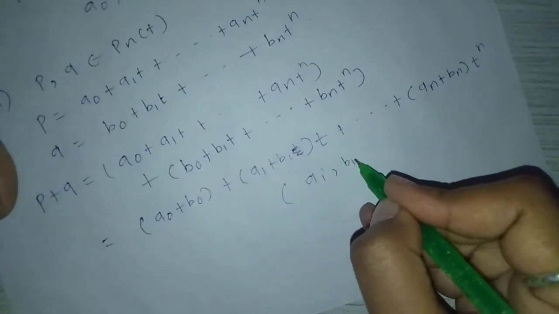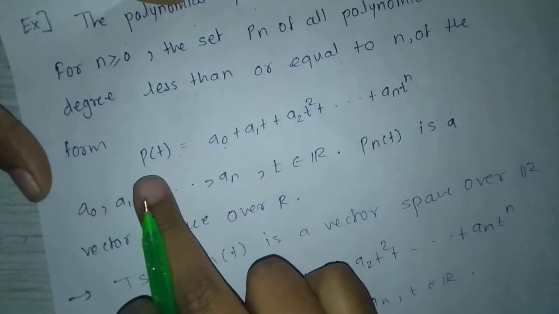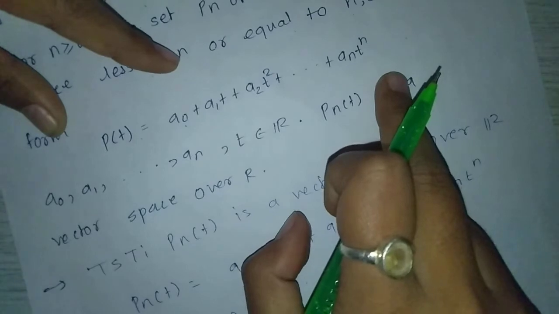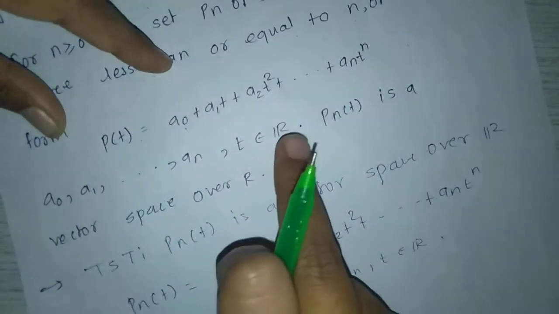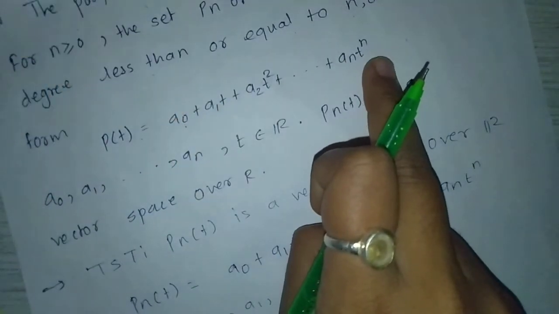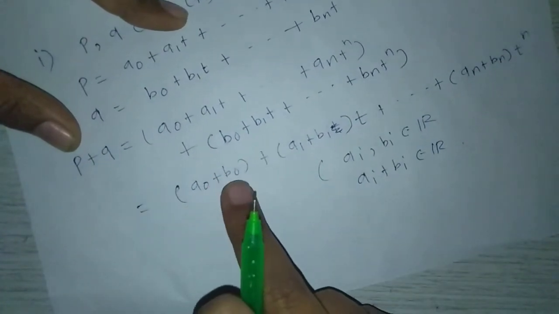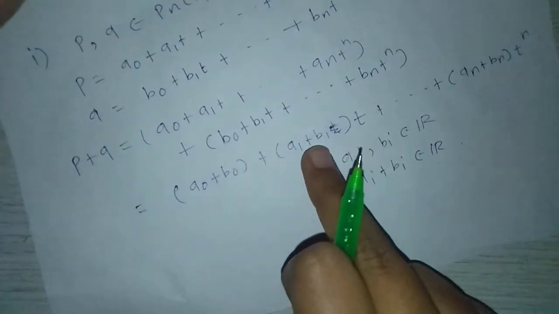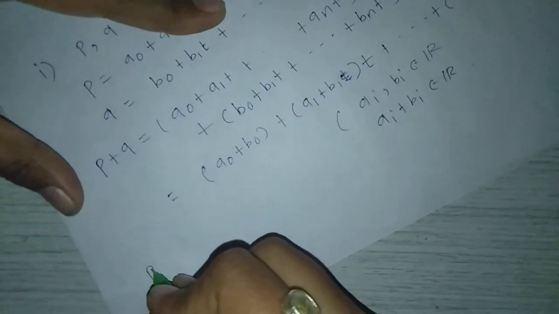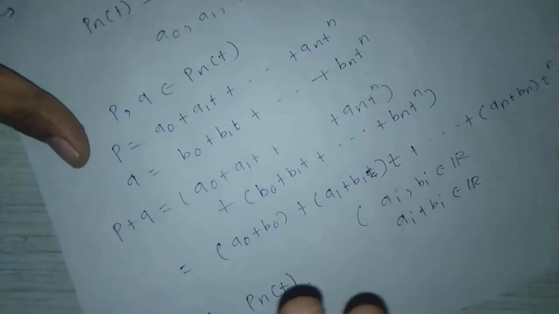Here ai, bi belong to R, therefore their addition also belongs to R. So the definition is satisfied because P of t equal to a0 plus a1t plus a2t square plus and so on plus an t raised to n, and a0, a1 and so on an belong to R. Means coefficients of t, t square, constant and t raised to n belong to R. Here also, a0 plus b0 is the constant which belongs to R. a1 plus b1 belongs to R. Similarly, an plus bn belongs to R. So, p plus q belongs to Pn of t. The definition is satisfied for p plus q.